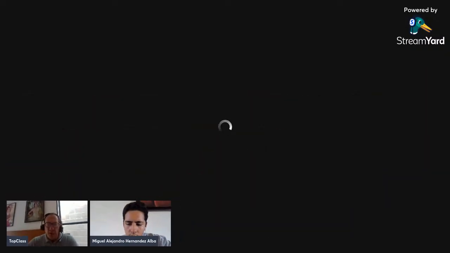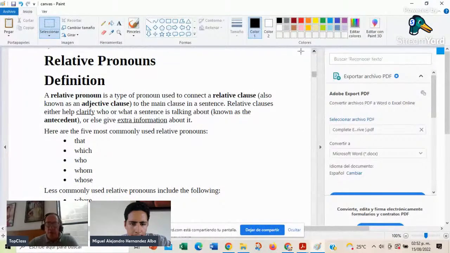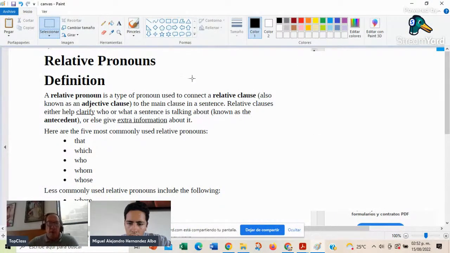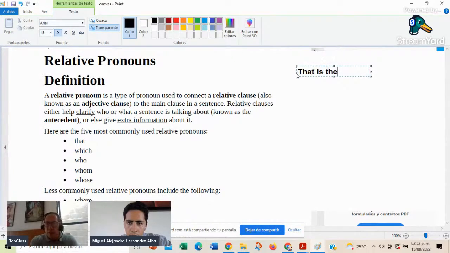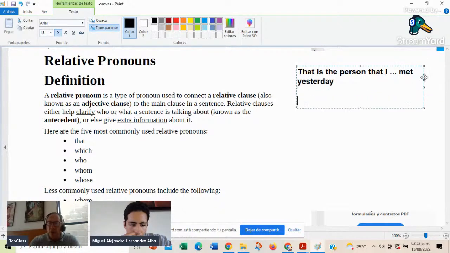All right, so you already know this, but let's just use it with the examples they give us. You can say, that is the person that I, and then you can just complete it. Can you refer to any situation in which you mention a person, Mickey? That is the person that I met yesterday. Exactly, perfect. You refer to a person.